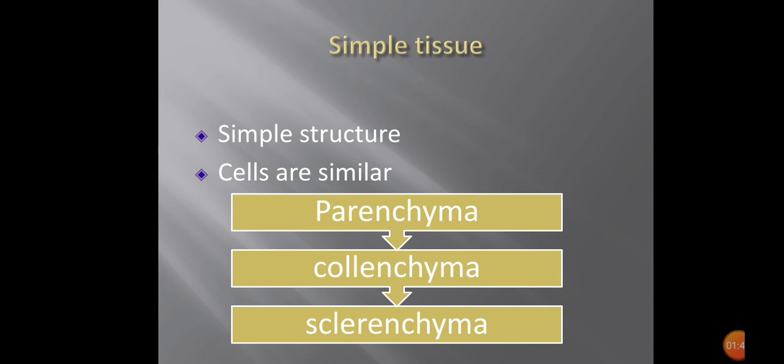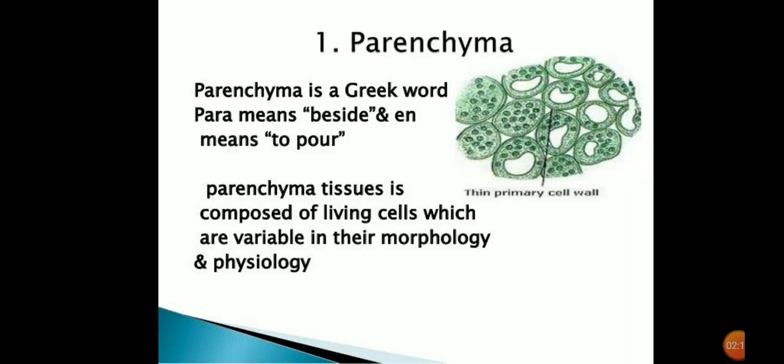So simple permanent tissues are made up of structurally and functionally similar cells. So the cells are in the similar way and it has the simple structure. On the basis of the nature of cells, these simple permanent tissues are further divided into three types, which are called as parenchyma, collenchyma and sclerenchyma. This parenchyma is also divided into two parts based on the things which is present in it. So let us see that on the next slide.